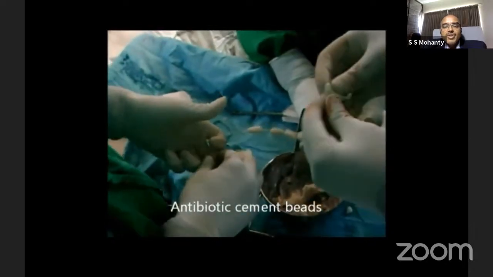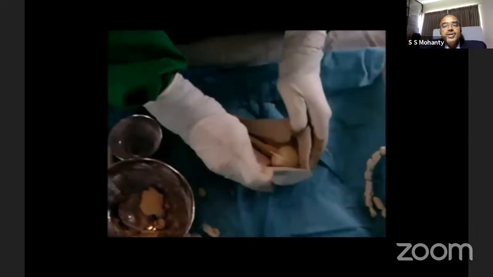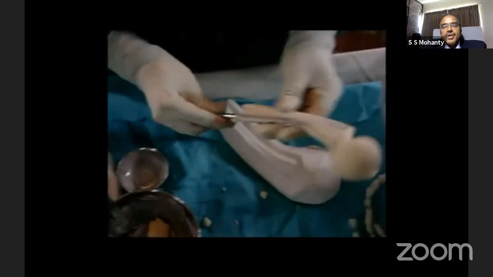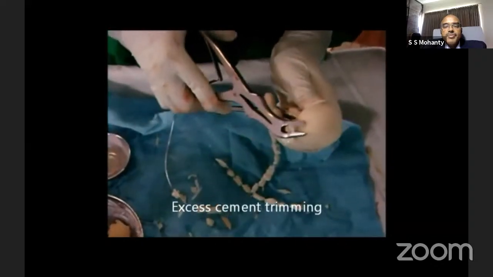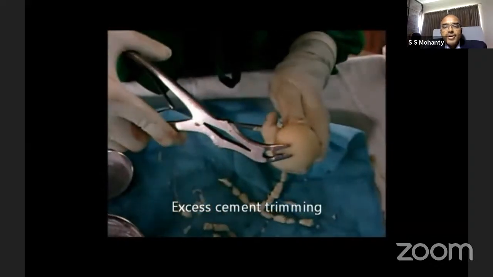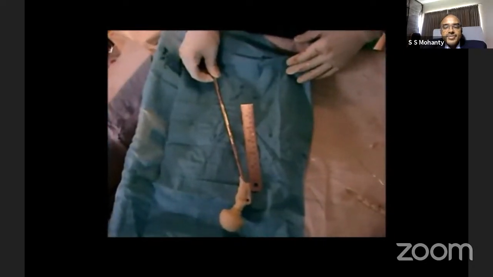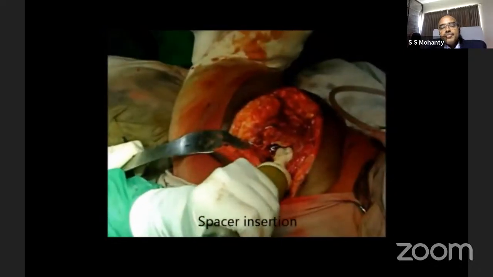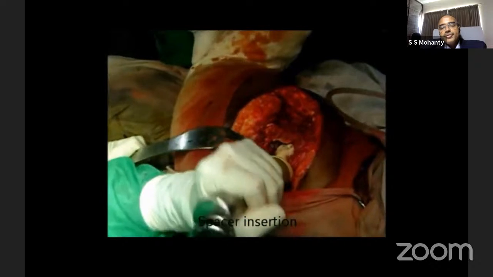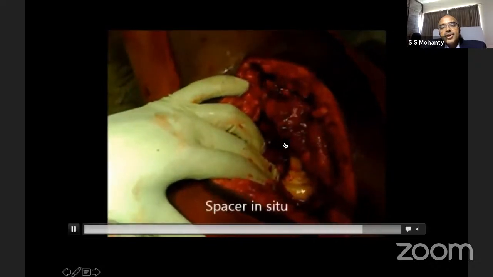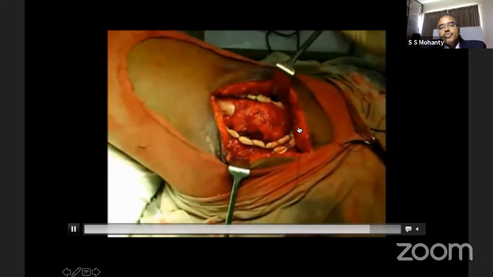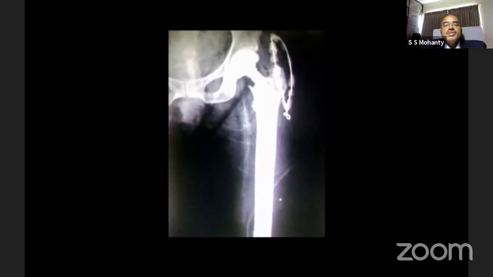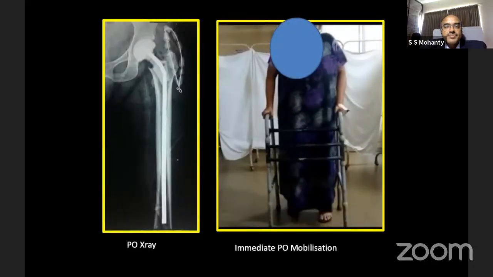Whatever cement is left, you can use to prepare antibiotic cement beads using stainless steel wires. Just before it sets, we take it out and trim the extra cement all around with a nibbler or a bone cutter. Now this template is ready for insertion, and this shoulder part provides rotational stability. We put it snugly and hammer it so that it fits snugly to the proximal part of the femur. If it doesn't fit snugly, you can use another packet of cement and put it in the calcar. In the soft tissues, we put these antibiotic impregnated cement beads, and that is the post-operative X-ray.